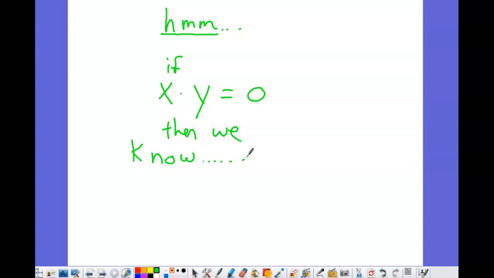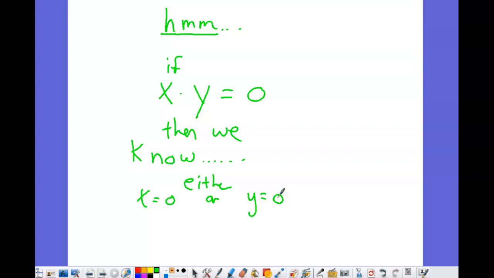All right. I don't think you need to write this, but I would like you to ponder it with me for a second. If x times y equals 0, then we know something. Can somebody raise their hand and tell me what we might know? Joanna? One of them has to be 0. So let's write that. Either x equals 0 or y equals 0. The only way you could ever multiply two things and get 0 is if one of those things is 0.